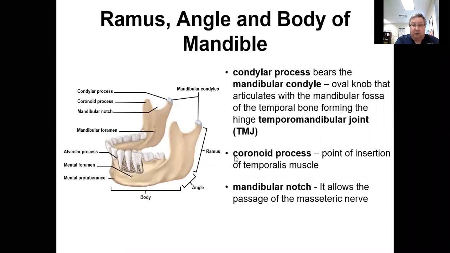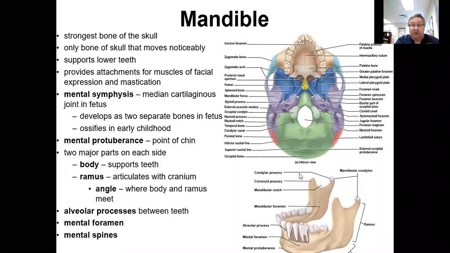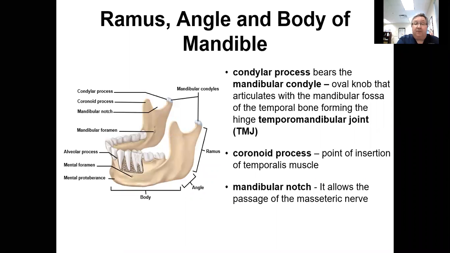The mandible, you will need to know, that's here on the bottom. It is the strongest bone of the skull. It is the part of the skull that moves, and it's really the only bone that moves in the skull itself. There are no muscles that you're going to need to know from the mandible, but please understand the parts of the mandible that you will have to know.